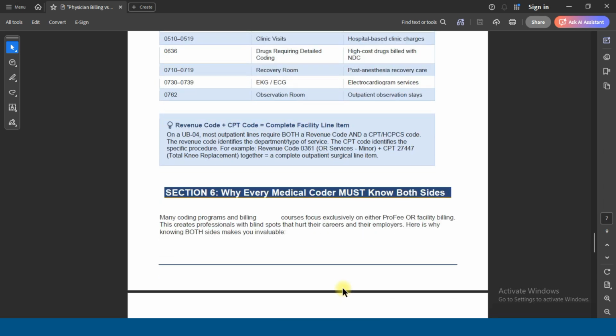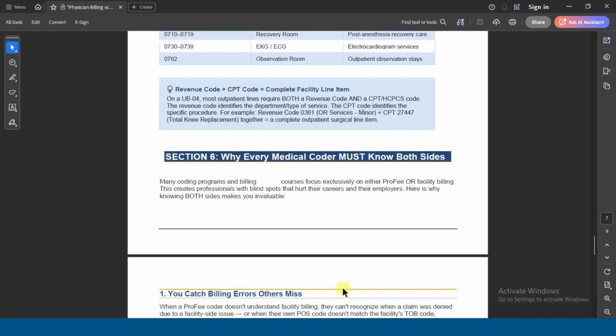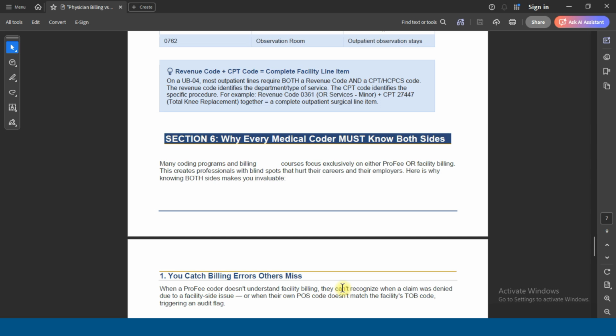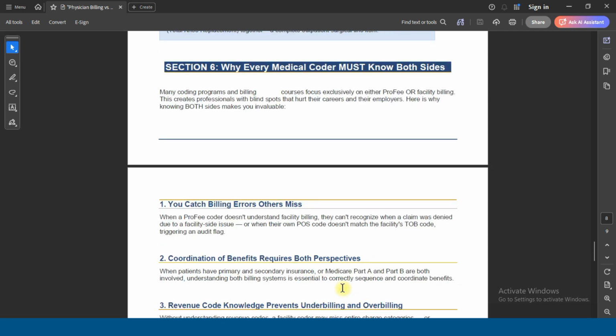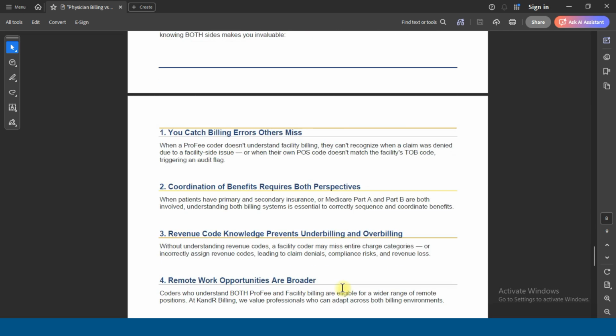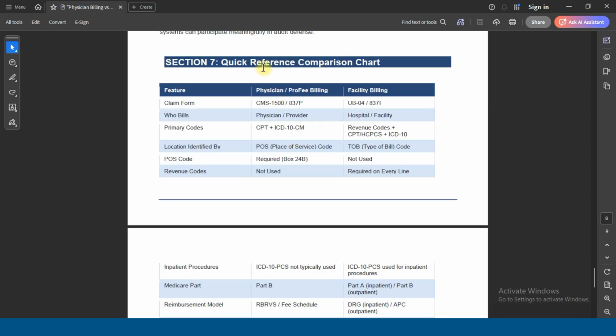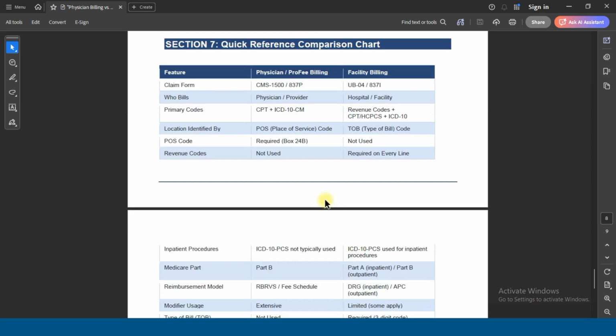Section 6: why every medical coder must know both sides. In order to reduce errors while coding, you need to understand whether you are coding for professional or facility billing. Because of that, you will reduce these errors. Section 7 is the quick reference comparison chart for physician coding as well as facility coding.